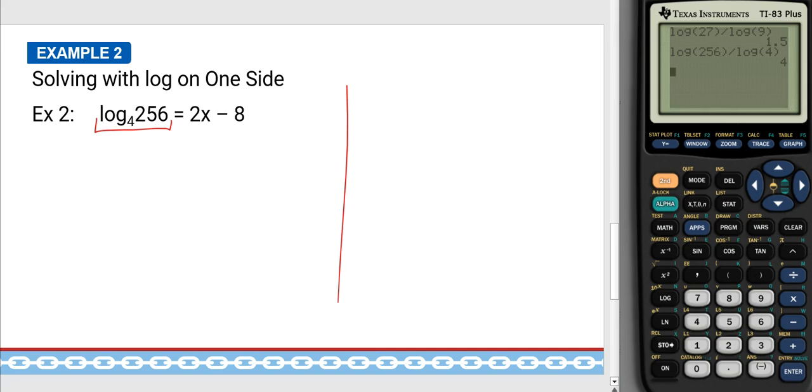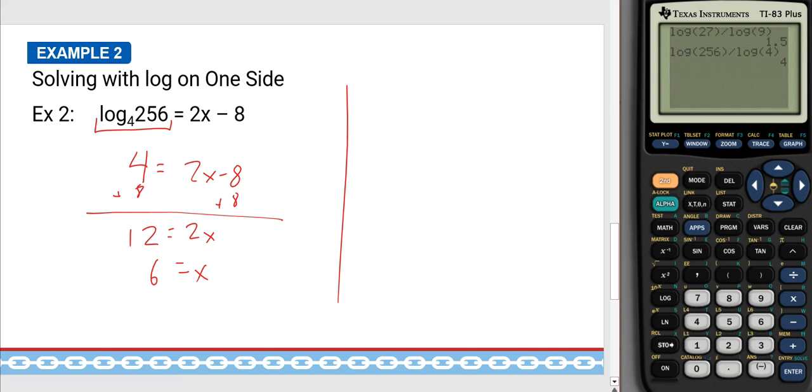Okay, this one gives us a nice solution there of 4 equals 2x minus 8. So then I can solve this. I can add the 8 over. I get 12 is equal to 2x. So then x would be equal to 6. I would divide out that 2. So that's how you could attack that one.